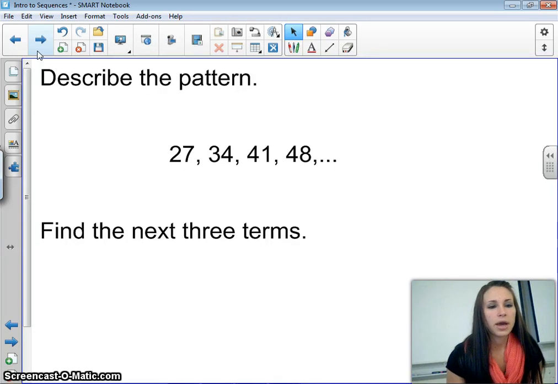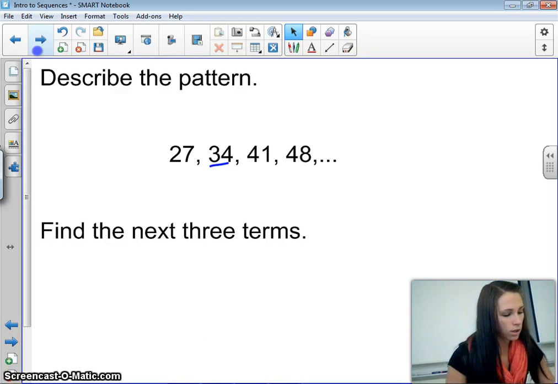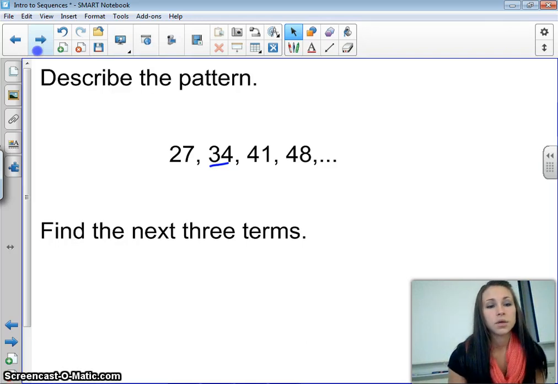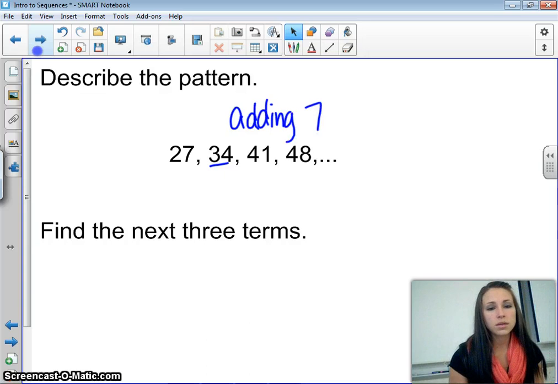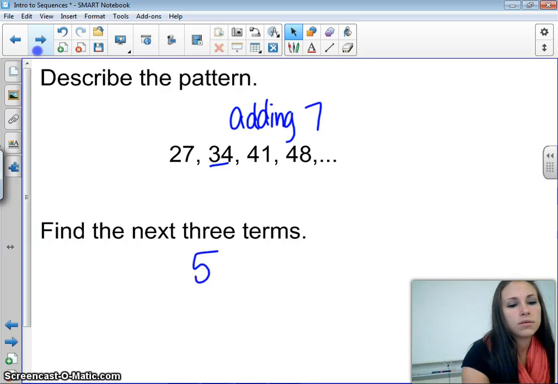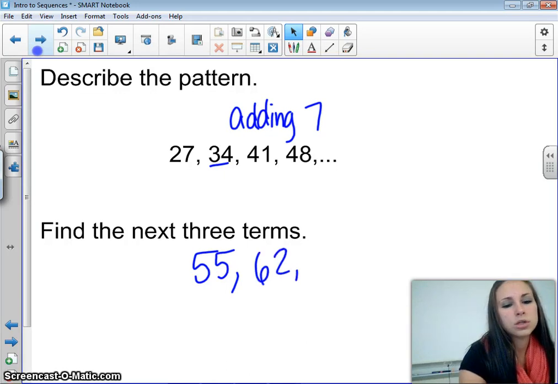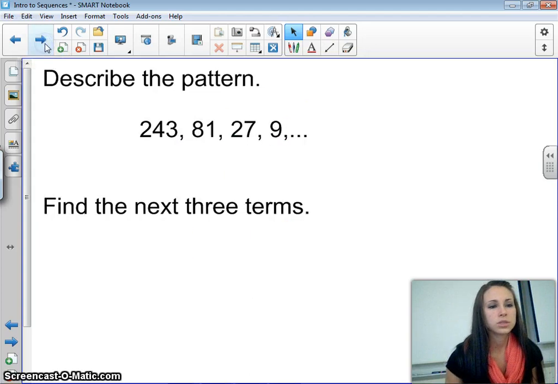So when we find this pattern, what would I do to get from 27 to 34? And then what would I do to get from 34 to 41? If I look at that, hopefully you can see that the pattern is, I'm adding 7 to each of these. So describe the pattern: I'm adding 7. The next 3 terms: 48 plus 7 would be 55. 55 plus 7 would be 62. 62 plus 7 would be 69. So those are our next 3 terms in the sequence.